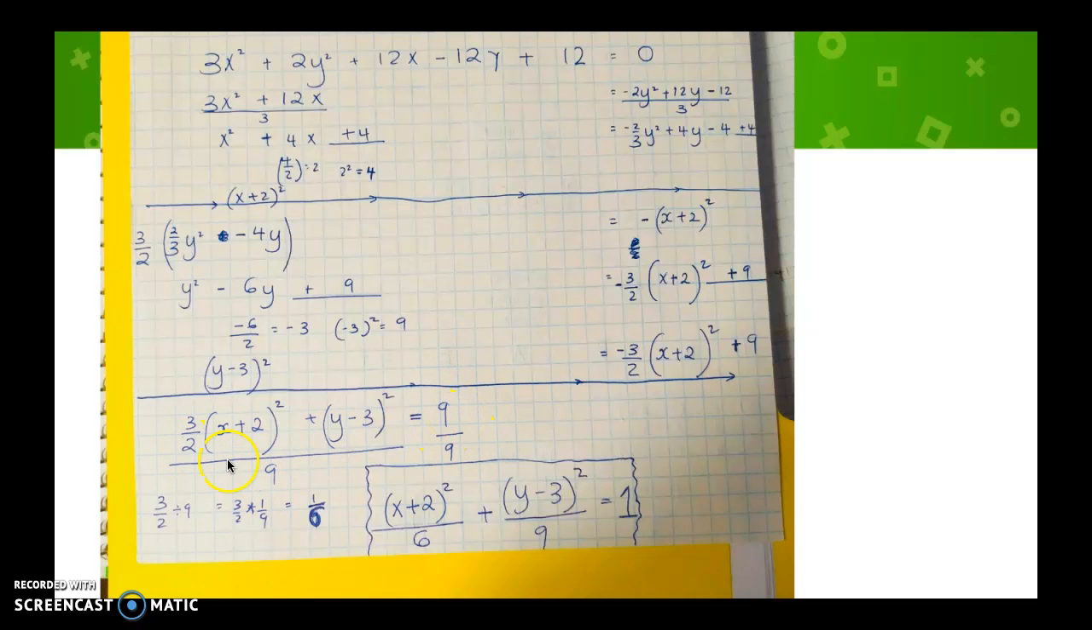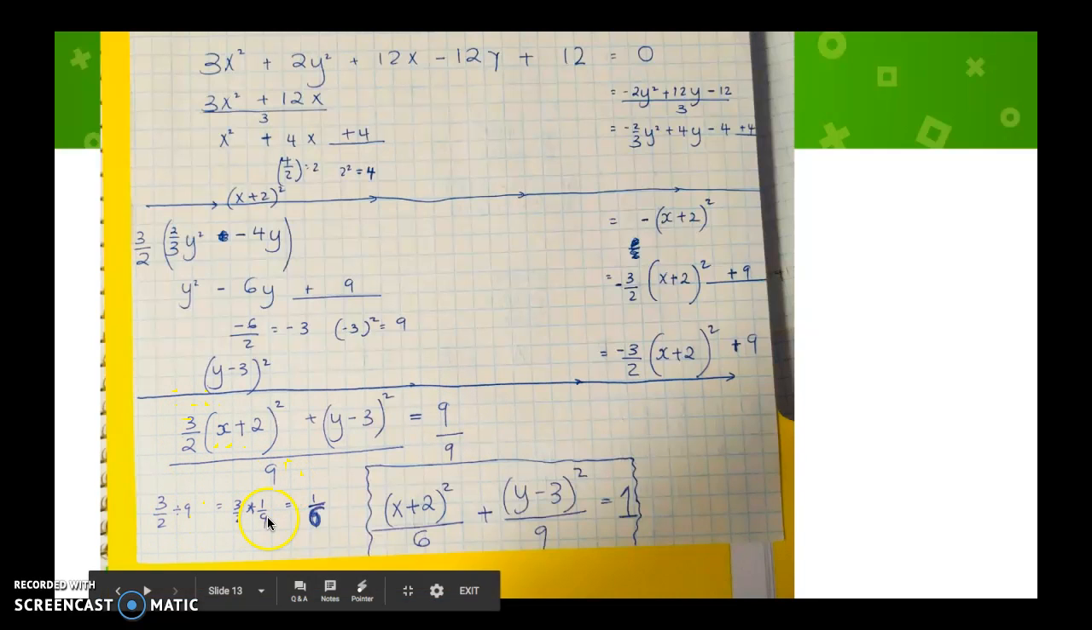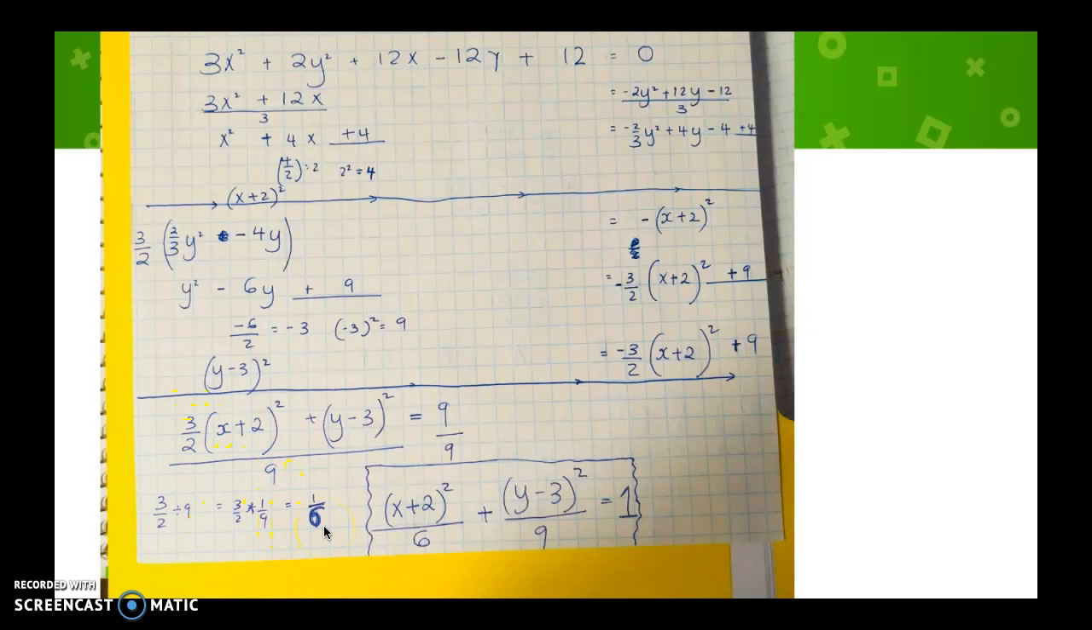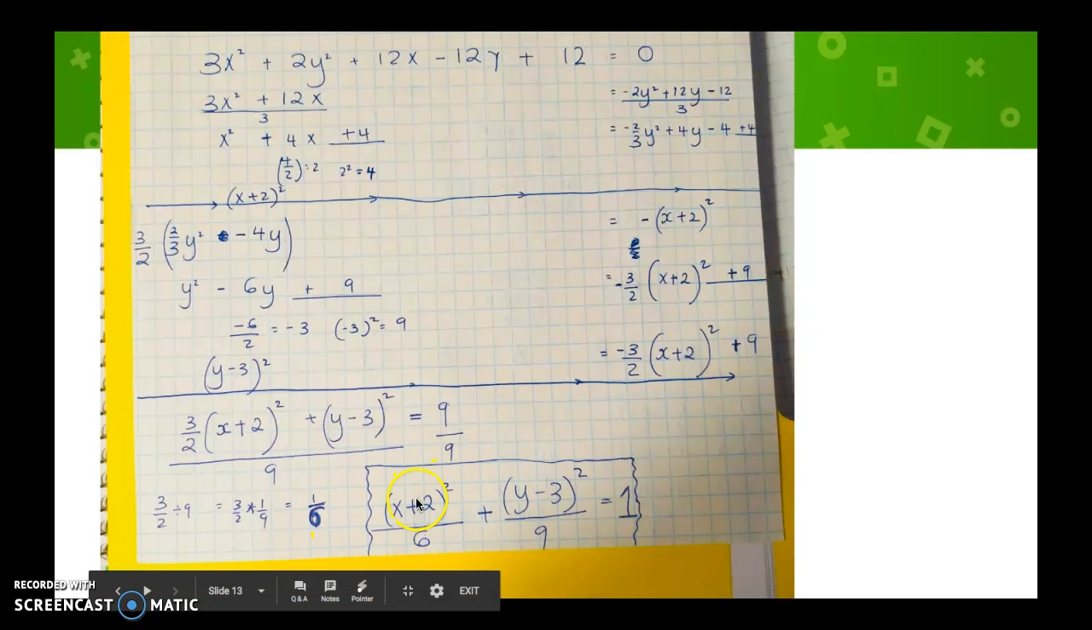And there's some arithmetic involved here. 3/2 divided by 9. I just wrote out everything. That's how I like to do it. I write everything on the paper and then I rearrange everything to look nice and neat as the standard form.